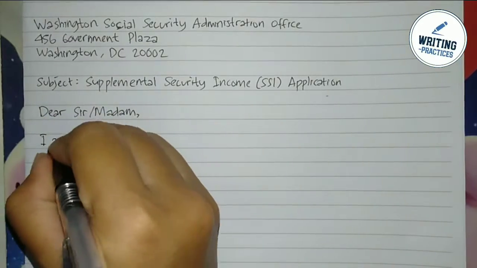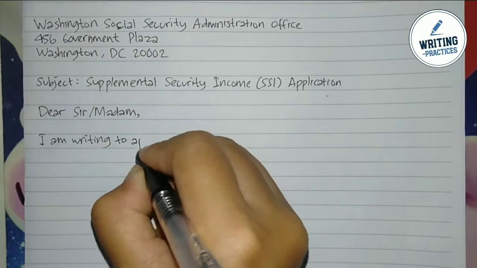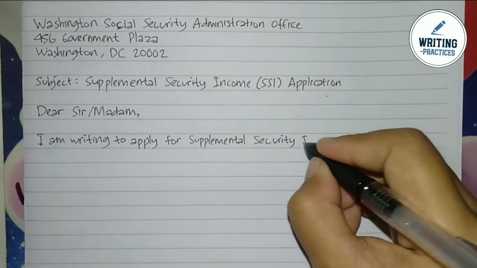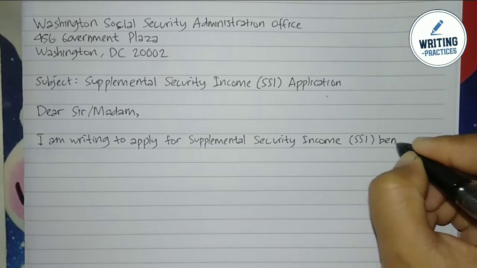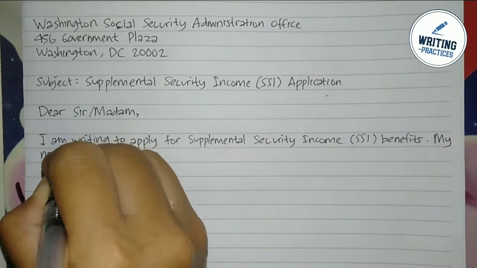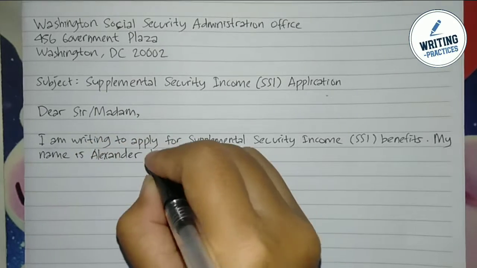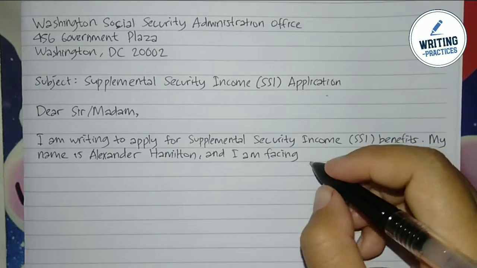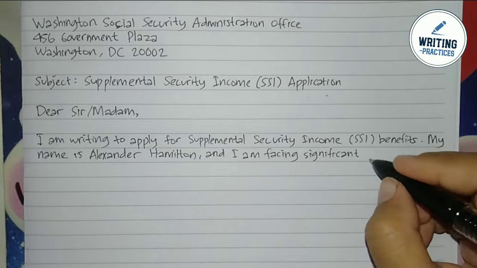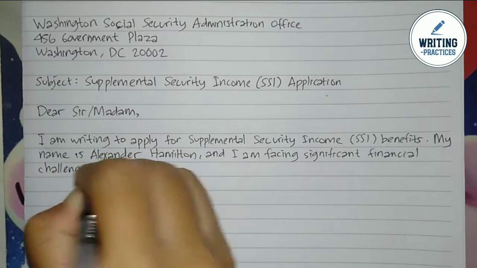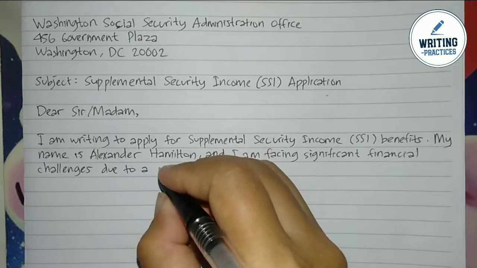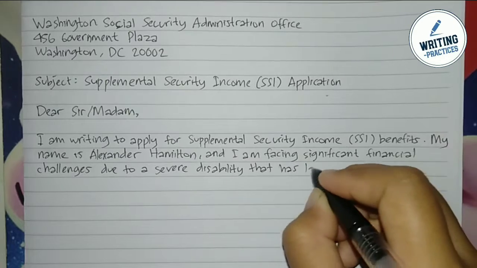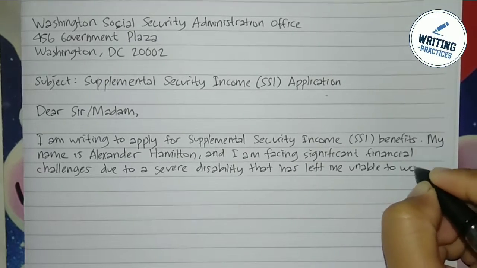In the first paragraph, you can write the purpose of the letter. Clearly state the purpose of the letter, which is to apply for Supplemental Security Income, or SSI, benefits. You can simply write, I am writing to apply for Supplemental Security Income or SSI benefits. And then, do an introduction. Introduce yourself and provide your name. Mention that you are applying for SSI benefits due to a severe disability that has left you unable to work. Here is the example. My name is Alexander Hamilton, and I am facing significant financial challenges due to a severe disability that has left me unable to work.